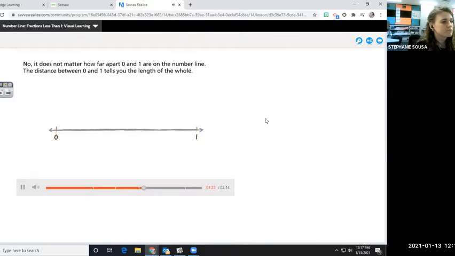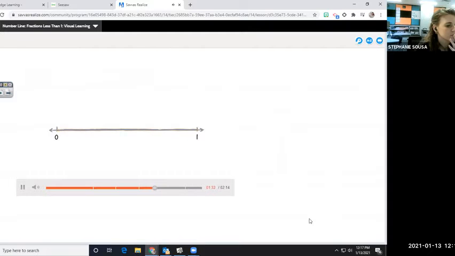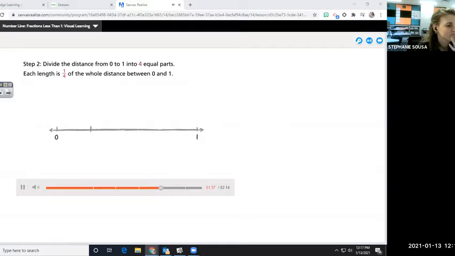No, it does not matter how far apart 0 and 1 are on the number line. The distance between 0 and 1 tells you the length of the whole. Step 2. Divide the distance from 0 to 1 into 4 equal parts. Each length is 1/4 of the whole distance between 0 and 1.